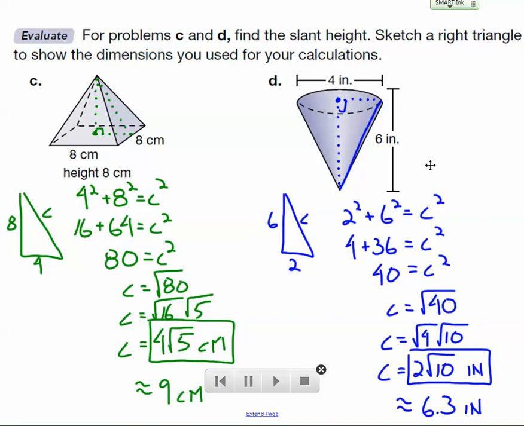So that's all I've got for you today. Not a lot on slant height, just being able to see it as the hypotenuse of a right triangle, and then we've got all the skills to be able to take it from there.